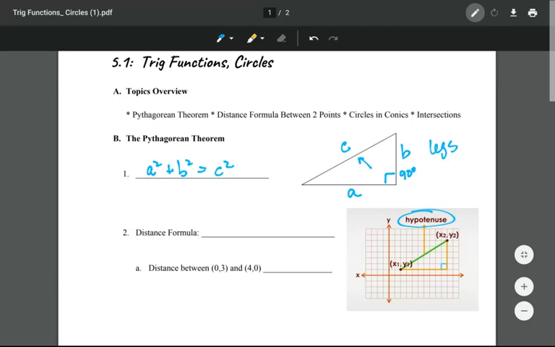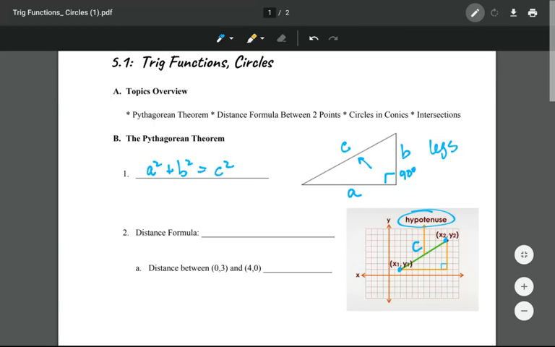We're going to use this to derive the distance formula. In this graph over here on the right, I've got 2 points, and I want to find the distance between those 2 points. So that distance is the distance there in green. So the distance that I want is really the length of the hypotenuse.